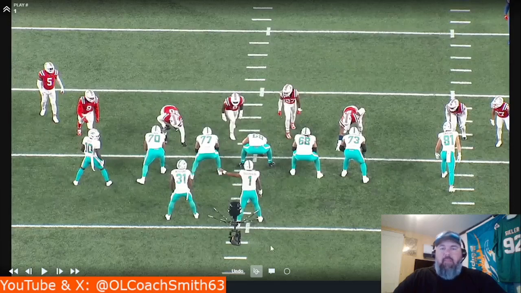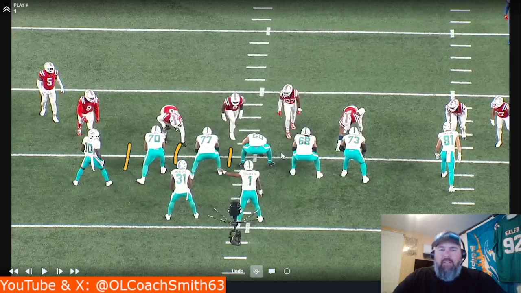In this next example of half slide, you can see that New England is disguising their blitz pretty well. This is a slide left, so Connor Williams will have this backside gap, Isaiah Wynn will have the B gap, and Kendall Lamb will have the C gap.